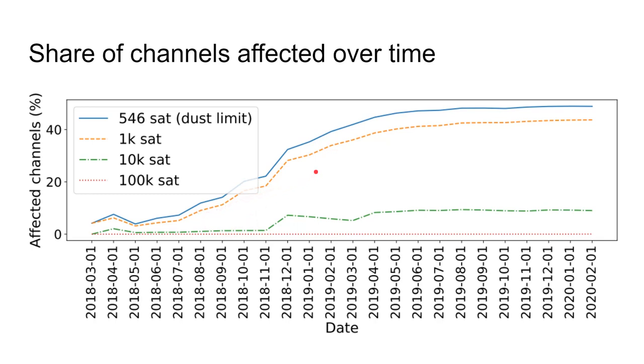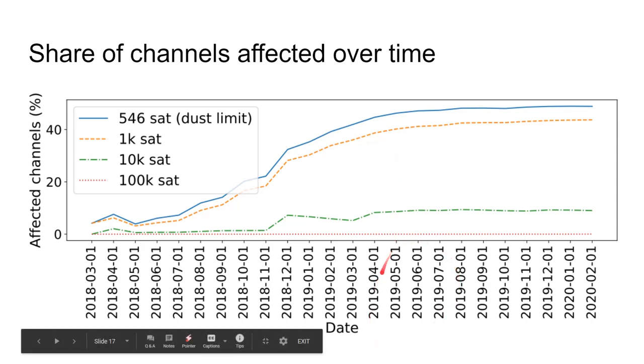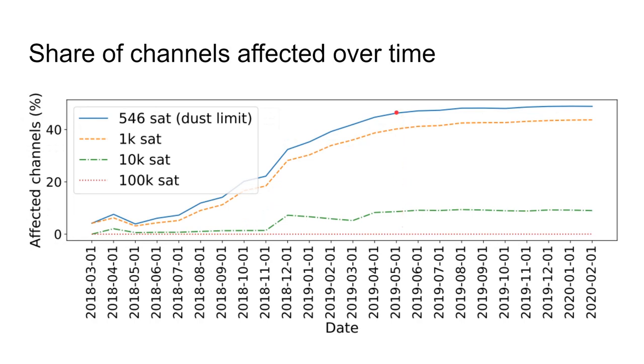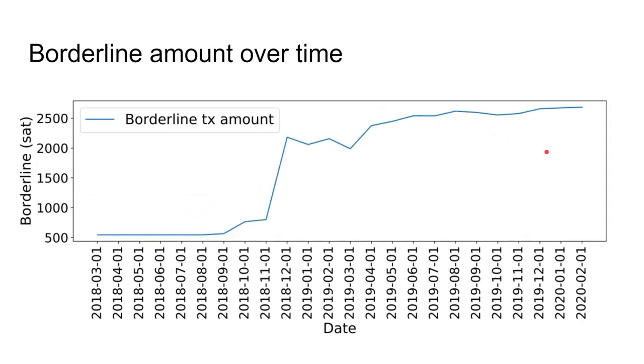All these lines have been rising pretty steadily until around mid-2019. And from then, for about a year now, they have been steady. So it means that this effect that we have just described is not getting worse, it's not getting better, but it affects the Lightning Network more or less in the same range as it used to during the past year.